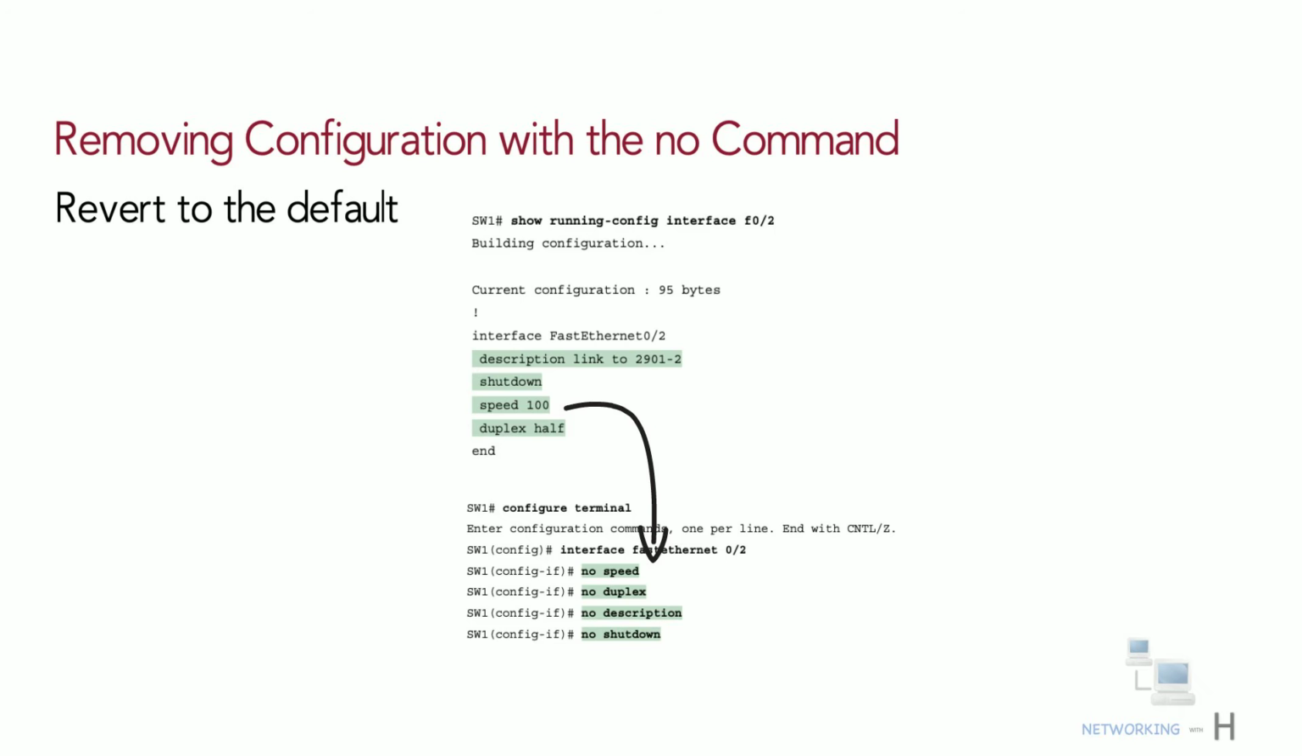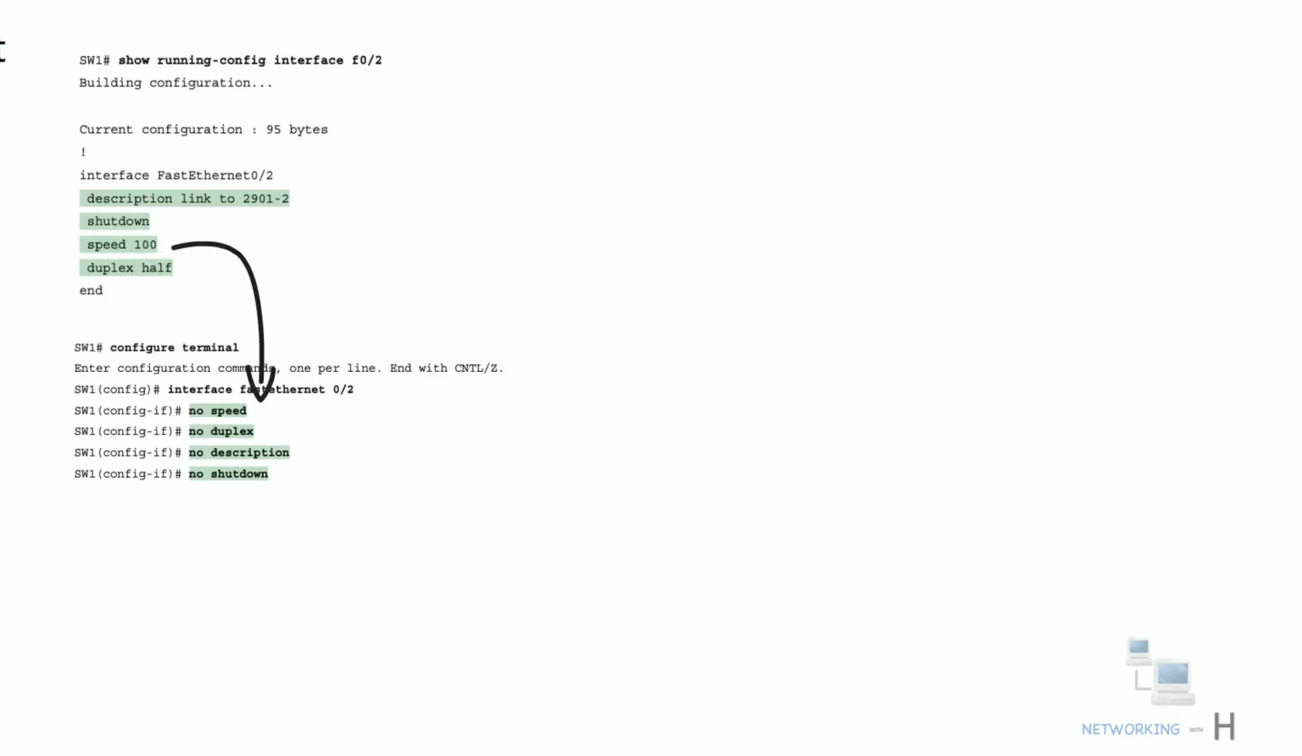The no speed command on that same interface reverts to the same default speed setting, which happens to be speed auto. Same idea with the duplex command: in the earlier configuration of duplex half, followed by no duplex on the same interface, reverts the configuration back to the default of duplex auto. Use the no description command to go back to the default state of having no description on that interface.